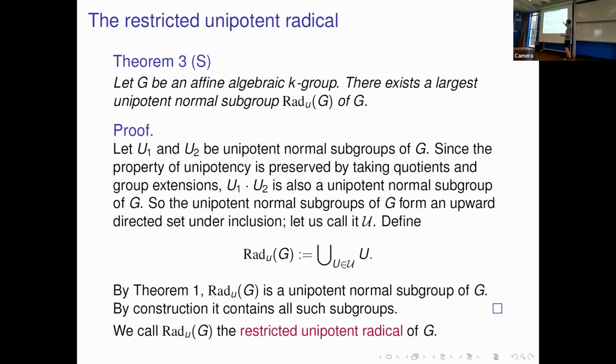is preserved by taking quotients and group extensions. You just play around with the isomorphism theorems and you can see this. So the unipotent normal subgroups form an upward directed set. Then you take the schematic union of all these, and this is a unipotent normal subgroup of G. That's that, a very simple proof. The original proof was very different, but once I condensed all of this stuff into this technical theorem, it's very simple.